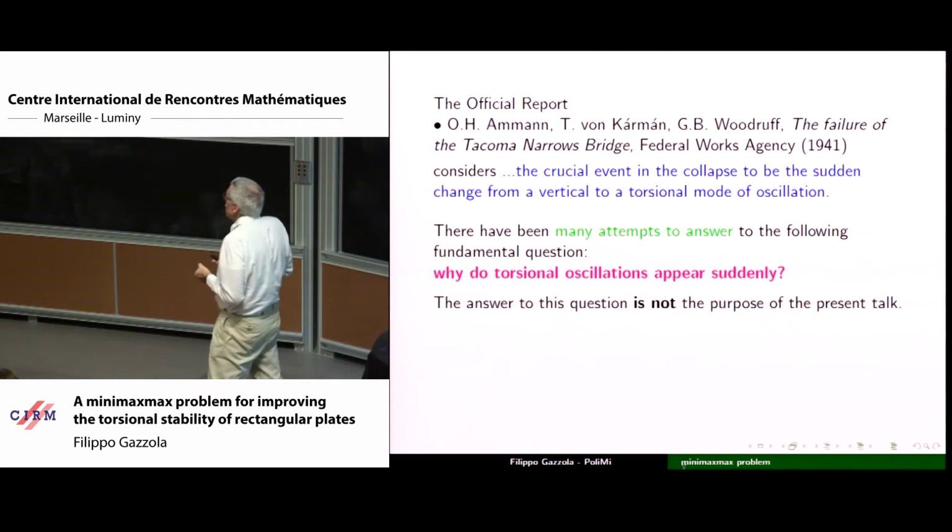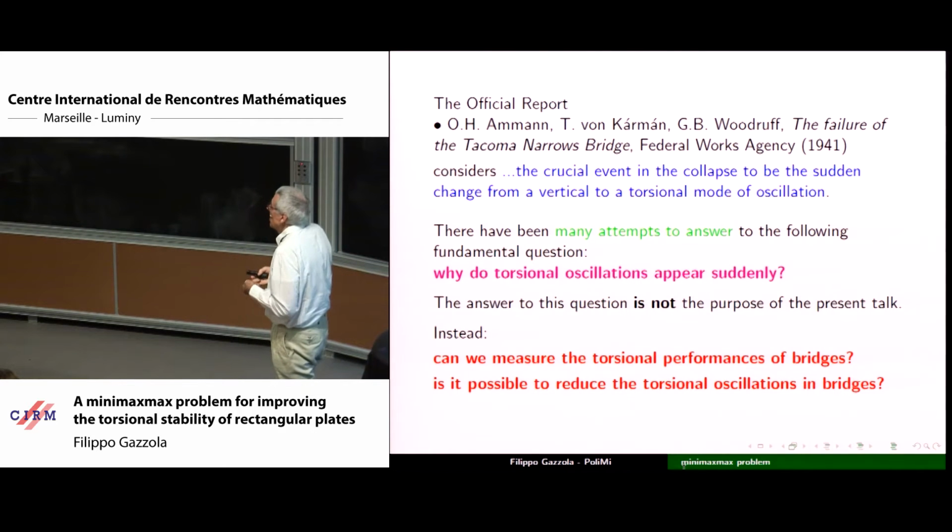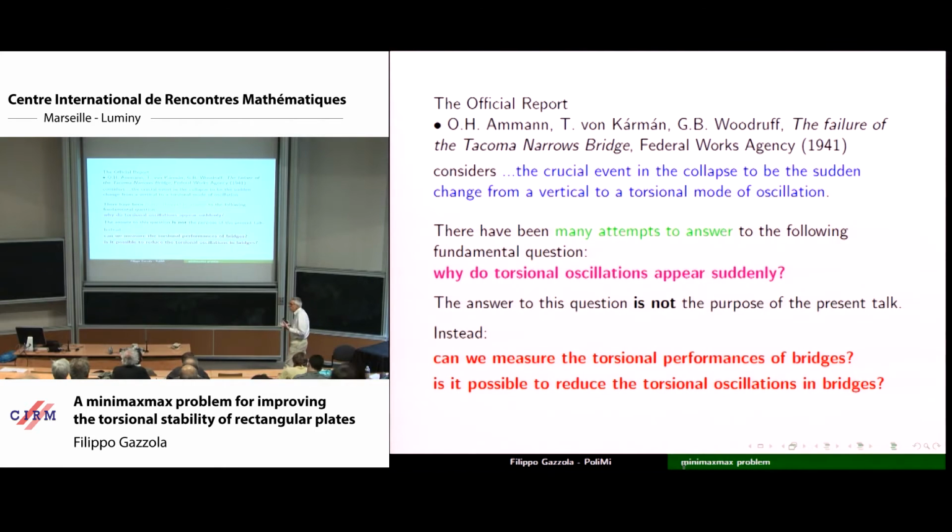On the contrary, I will address two other questions. First, is there a way to measure the torsional performance of a bridge? So if you give me a bridge with all the parameters, can I tell you a priori if it's going to be a good bridge or not? And second question, is it possible to reduce the torsional oscillations in bridges, in some sense?